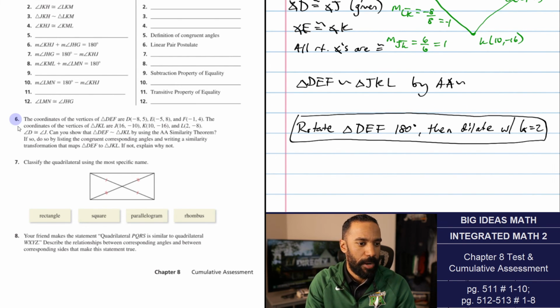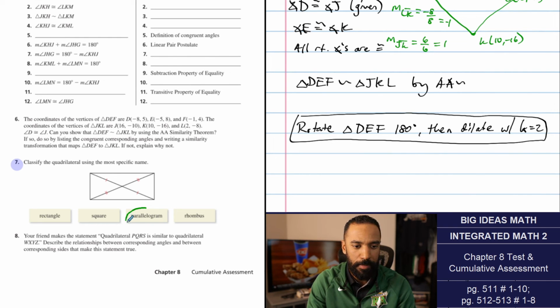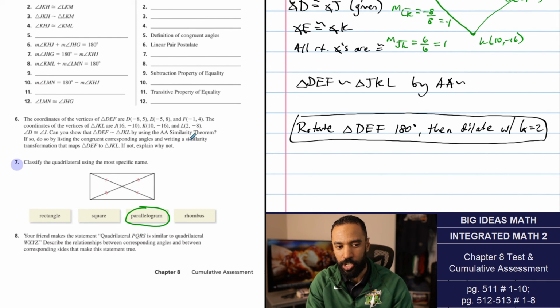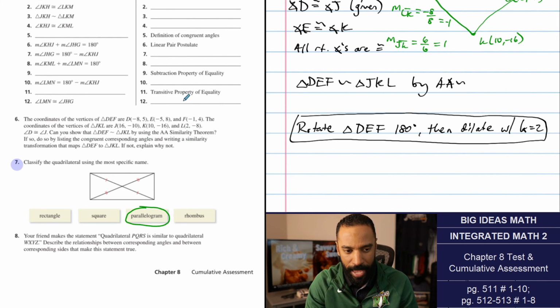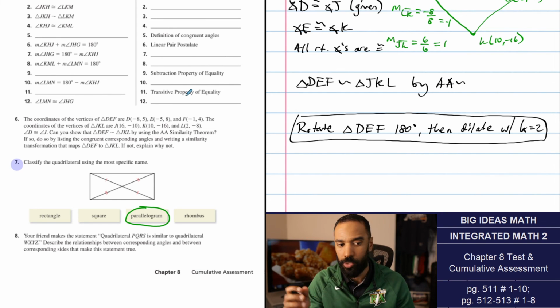All right, 2 more questions. Number 7, classify the quadrilateral using the most specific name. This is going to be a parallelogram. It's going to be because we see that the diagonals bisect each other, but that's as much information as we have. We don't know the diagonals are congruent.